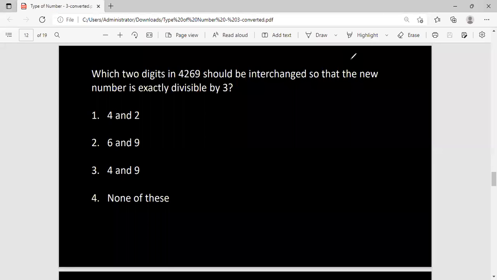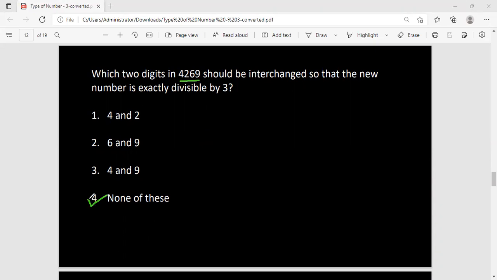Now let us come to this. Which two digits in 4269 should be interchanged so that the new number is exactly divisible by 3? What does it mean? I have a number 4269, and I have to interchange any two of its digits so that the new resultant number becomes divisible by 3. What should be the answer? Pause the video, think over it, try it, and after that you can follow the solution.